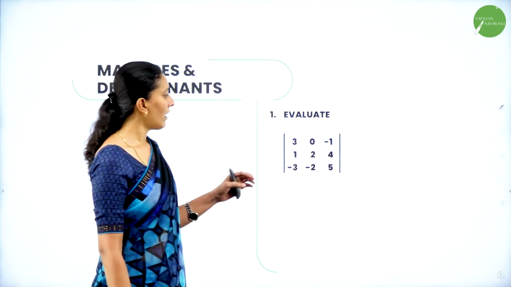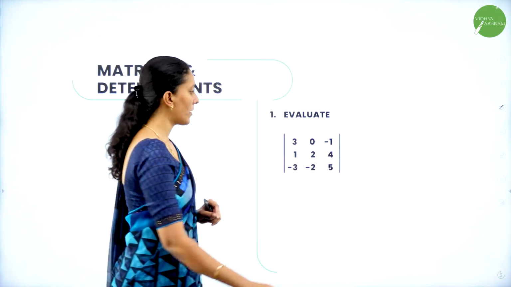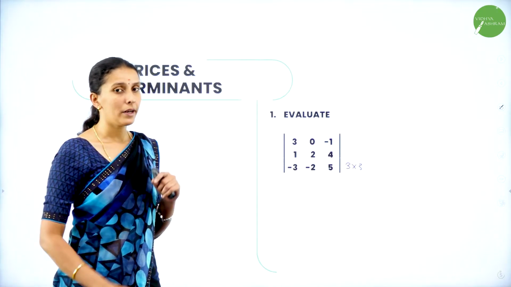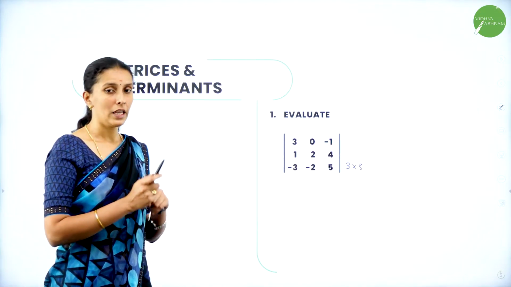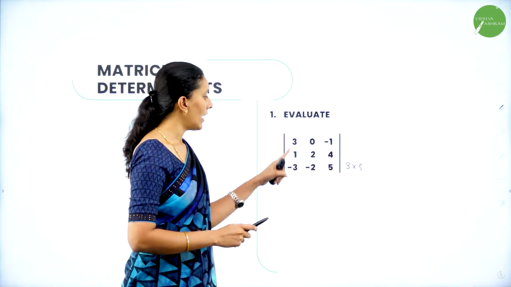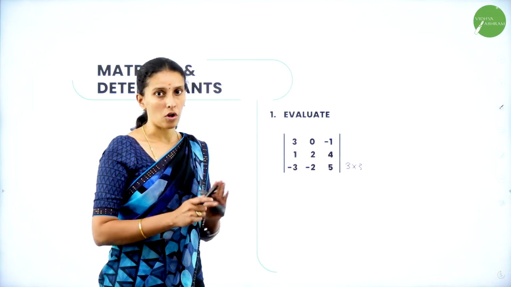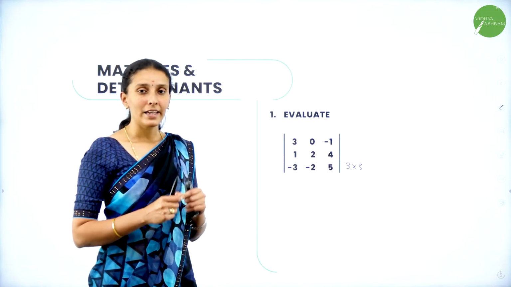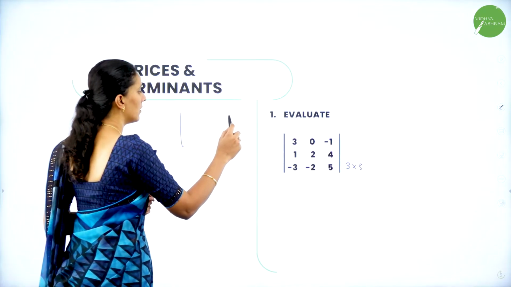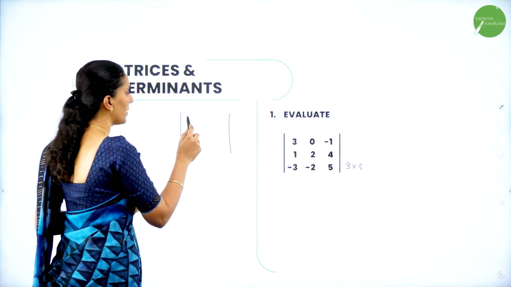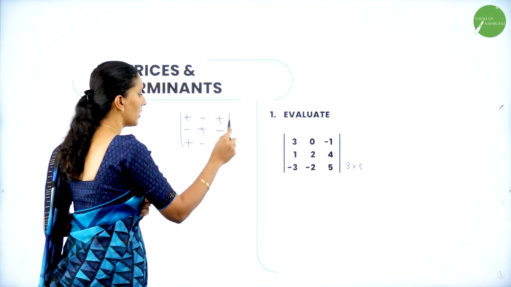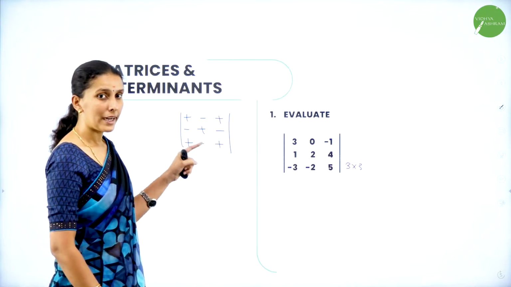Now, here we have to evaluate the determinant. It is a square matrix of order 3 cross 3. How do we evaluate the determinant of a square matrix of order 3 cross 3? We write out its determinant, neglecting the elements in a particular row or column. Before that, we should remember the signs of the elements: positive, negative, positive; minus, plus, minus; plus, minus, plus. You should remember this rule to evaluate the determinant.